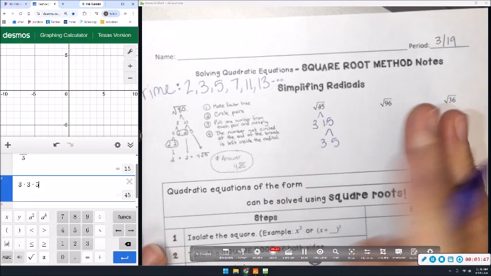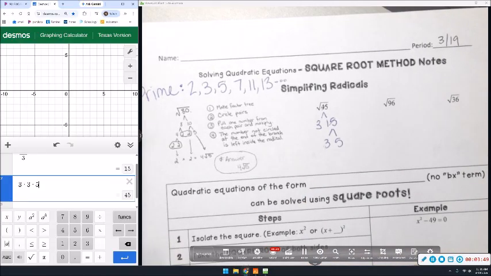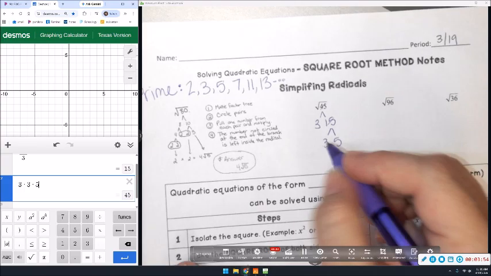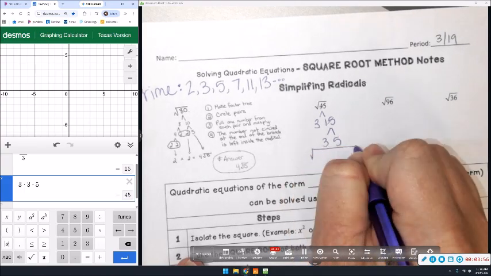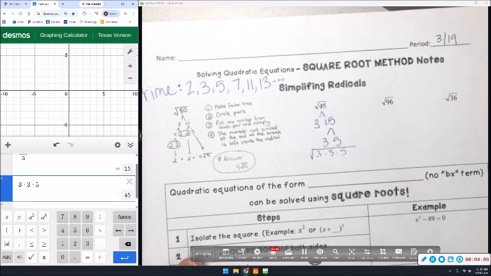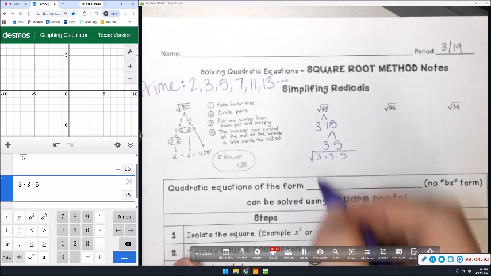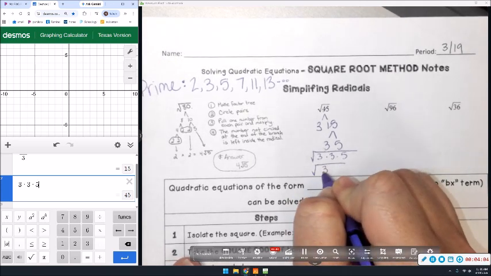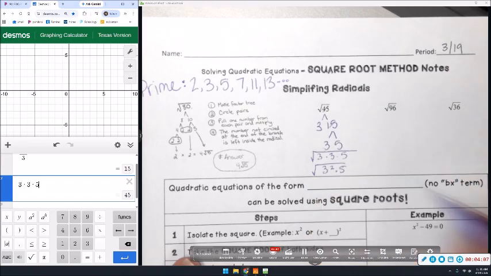So pretty much, you don't have to rewrite it this way every single time. I just want y'all to understand the why first, and then I'll show you the trick to remembering. So we could rewrite this as 3 times 3 times 5. Well, couldn't I also rewrite that then as 3 squared times 5?